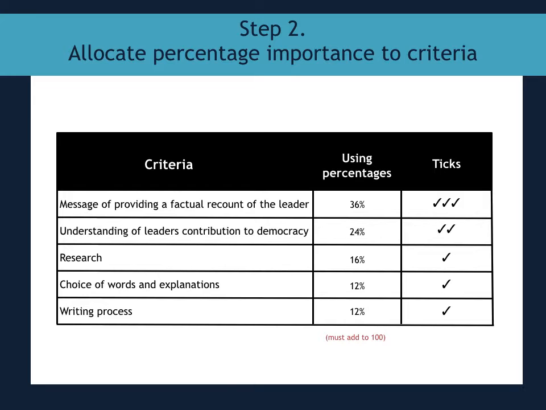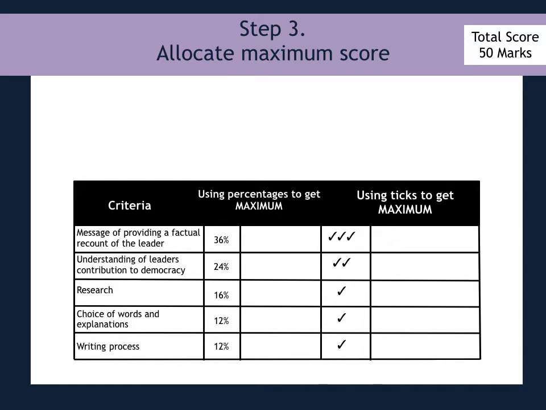Right, then the next step is you've got to allocate a maximum score. So now, depending on whether you've done percentages or whether you've done ticks, and I'm going to do both the methods for you to show you how to do it, you need to decide what is the maximum score for each of these criterion. Remember, we said we wanted the total score to be out of 50 marks.